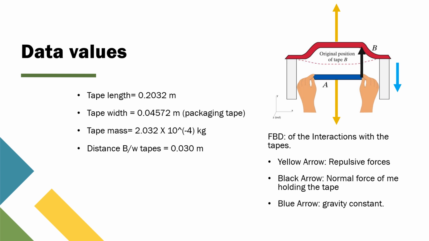And then on the right-hand side, you can see the free body diagram, which basically has the yellow arrows representing the repulsive forces, the black arrow representing the normal force of me holding the tape, and then the blue arrow being the gravity that is felt by both of the tapes.